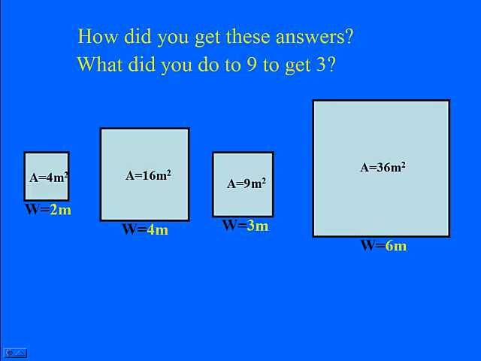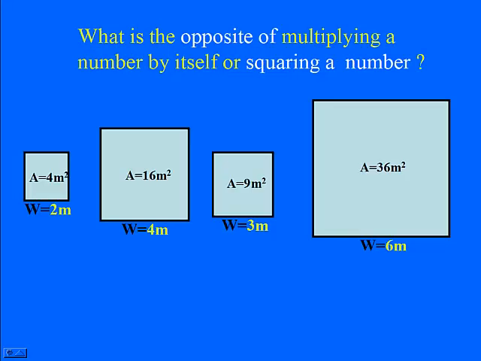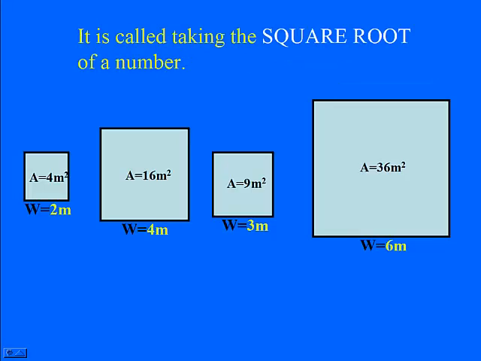Now, the real question becomes, what mathematical operation did you do to actually get these answers? What did you do to 9 to get 3? Or, what did you do to 36 to come up with the answer of 6? What is the opposite of multiplying a number by itself or squaring a number? This is called taking the square root of a number.